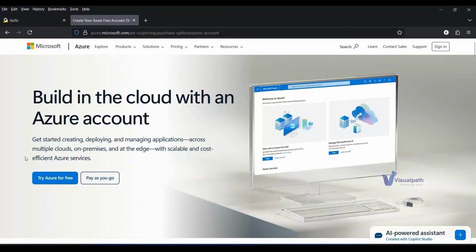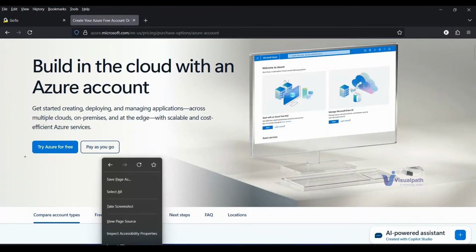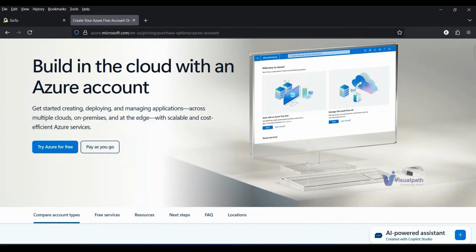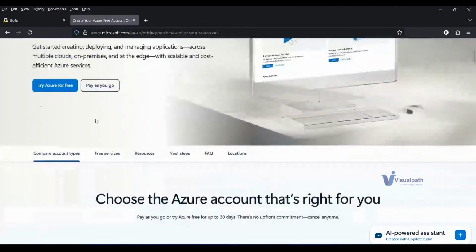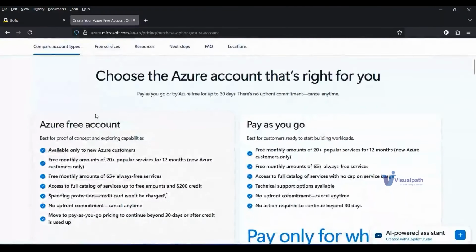Same thing, participants will have to avail a Microsoft Azure account as we start to use their services. The one that I was talking about, participants, is your free trial. That is, try Microsoft Azure for free, and the other one is pay as you go. One is free, try Azure for free, and the other one is pay as you go. We'll understand both of them in detail. For that, I'll be bringing you here, participants. That is, choose the Azure account that's right for you.